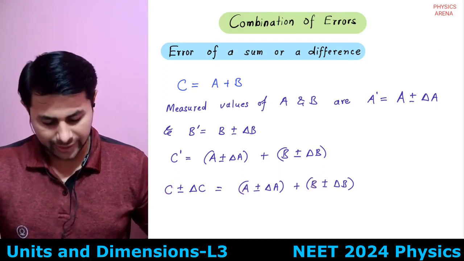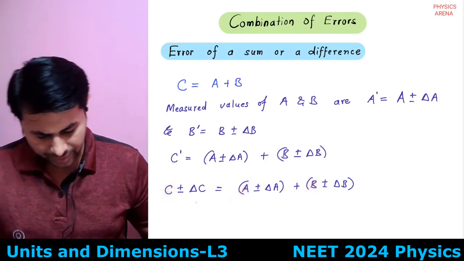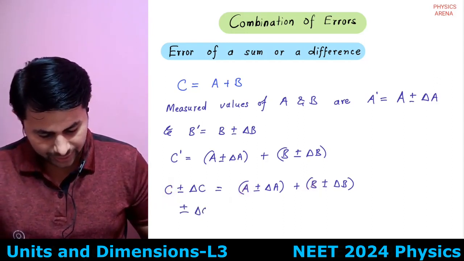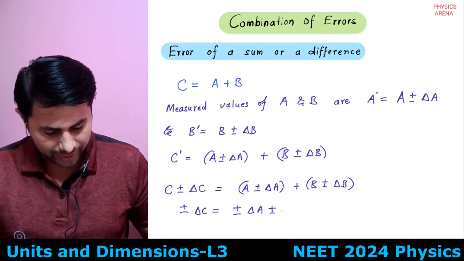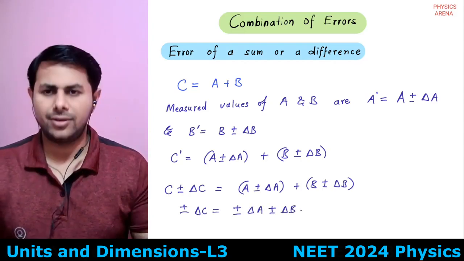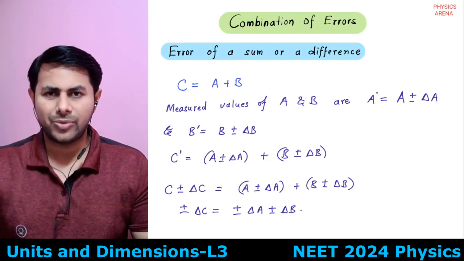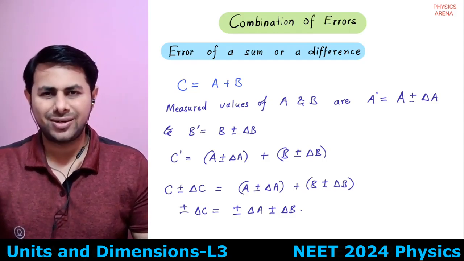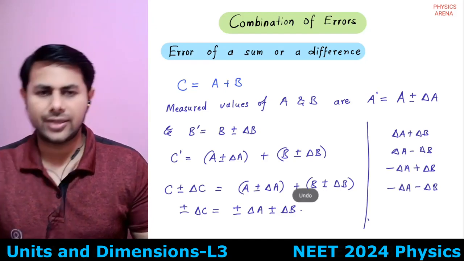Okay, C will get cancelled out with A plus B. So I get plus minus delta C plus minus delta C is equal to plus minus delta A plus minus delta B. And here we get four cases. Okay, which four cases do we get? So what will be maximum and minimum error in this? So we get these four cases.